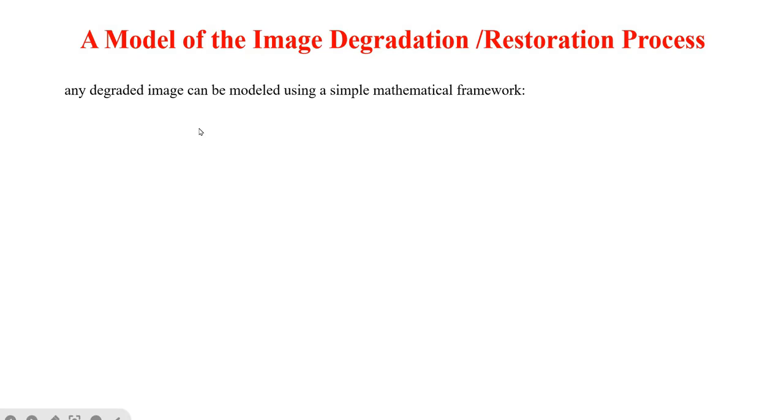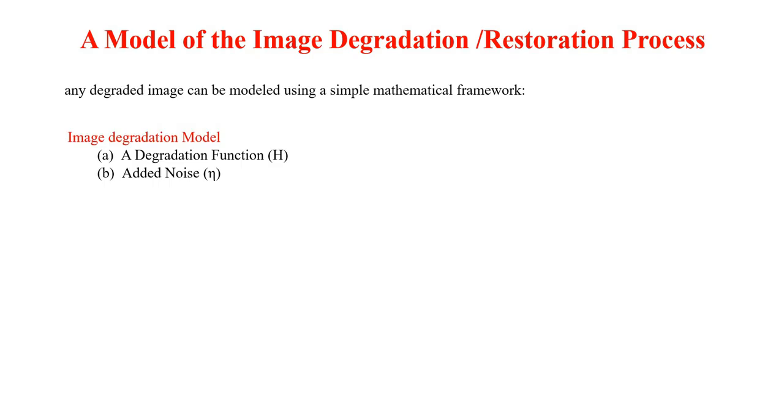Okay, now next we will see a model of the image degradation or restoration process. Any degraded image can be modeled using a simple mathematical framework. The image degradation model mainly consists of two things. A degraded image is formed when the original image undergoes two things. What are those? A degradation function and added noise.